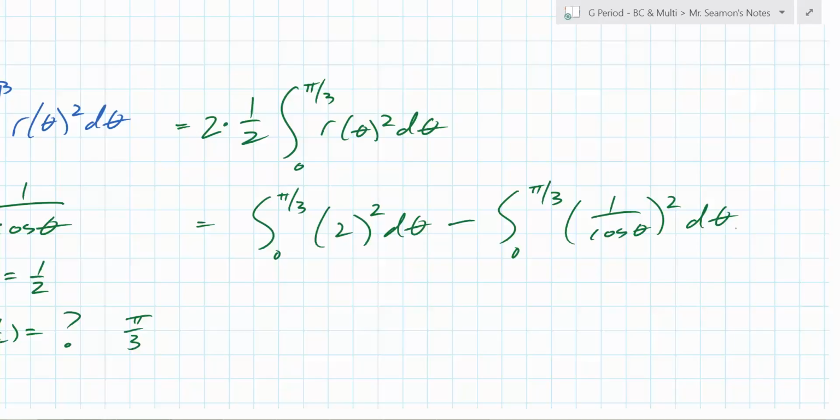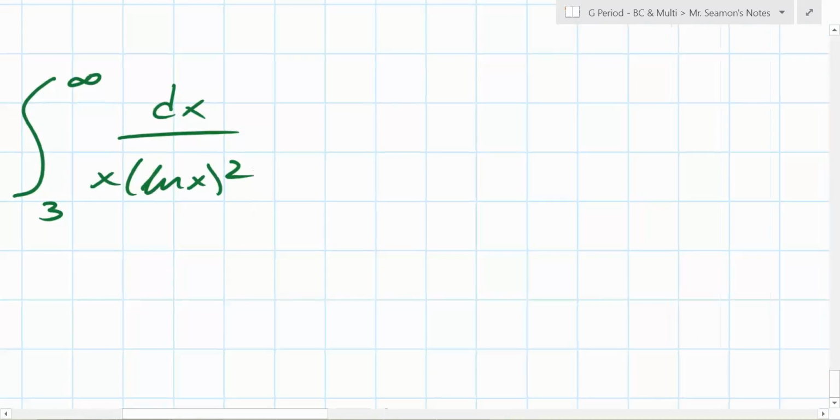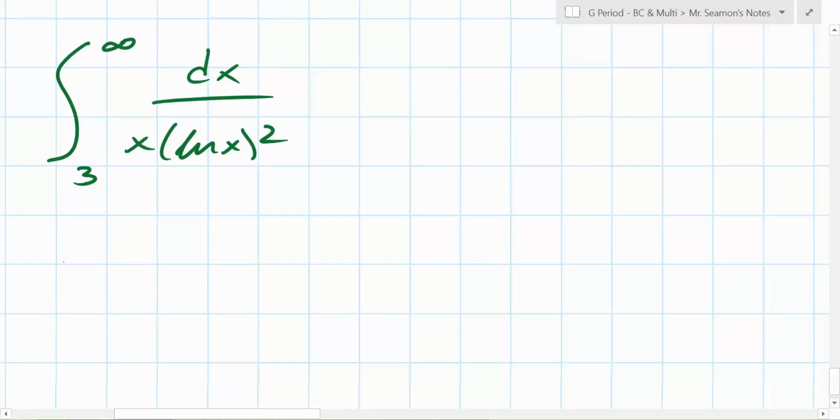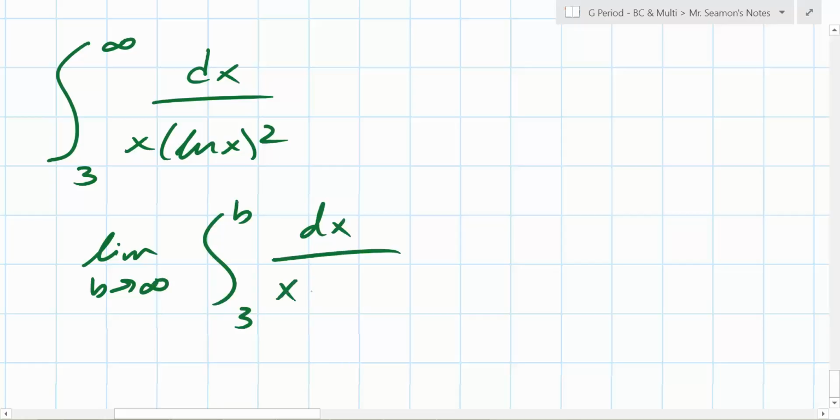Could you evaluate those integrals? What's the first thing you have to do on this one? No, not substitute. The first thing you always do is rewrite it as a limit. Just rewrite it as a limit right now. So the limit as b goes to infinity of the integral from 3 to b of dx over x ln x.